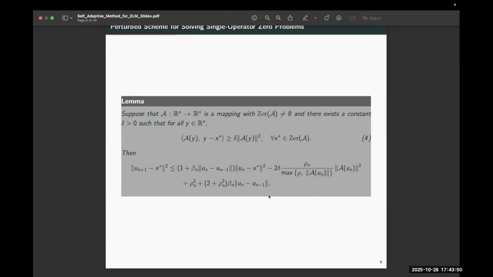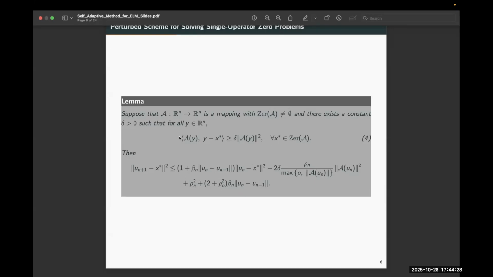So one of the important lemmas we started with is this one, in order to establish the boundedness and consequently the convergence. Suppose we have this operator where the set of zeros is nonempty, then we can have a constant such that, so this equation 4 is a kind of condition: the inner product of A at y, y minus x star, is greater than or equal to some number delta times the norm of A at y squared. So we can have this result.